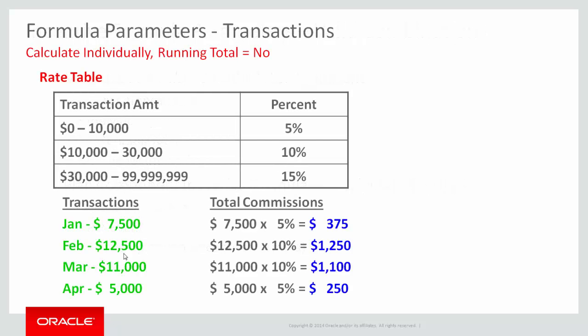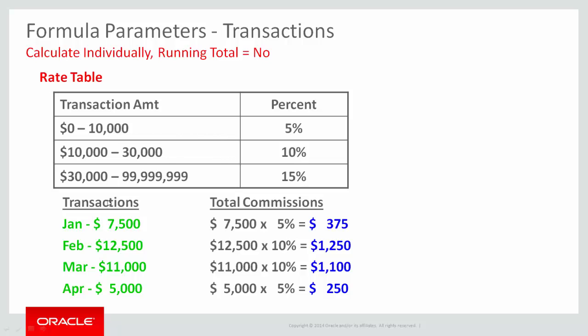So in order to illustrate this, I'm going to use the exact same example over and over again, but show the different variations. The first variation: we're going to process transactions individually, and the running total flag is set to no. We're going to use the same rate table we've been using thus far, which is $0 to $10,000, $10,000 to $30,000, and $30,000 and above, with corresponding rates of 5%, 10%, 15% respectively.